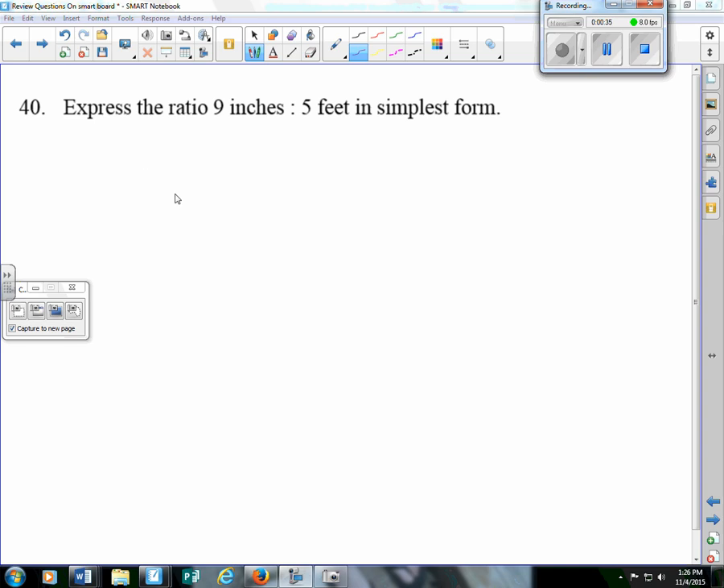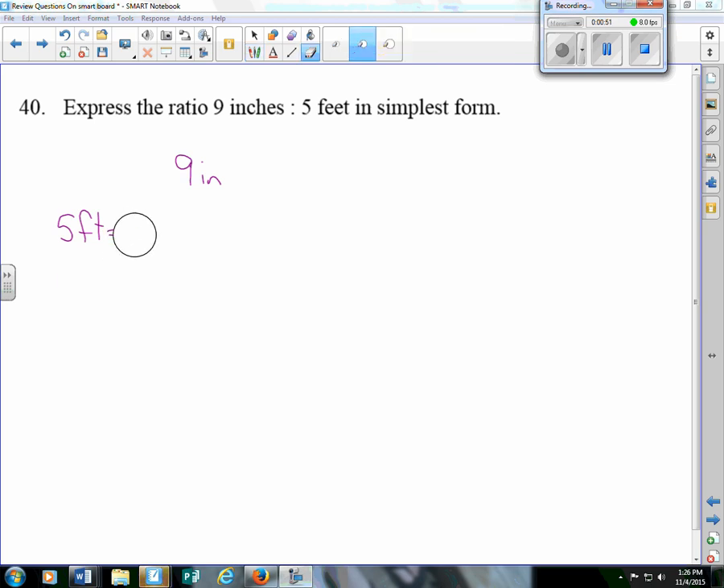Express the ratio 9 inches and 5 feet in simplest form. We need to change feet to inches. So we have 9 inches, which is fine, but then 5 feet is going to be 5 foot times 12, which gives you 60 inches. So it would be 9 to 60. And then we would use 3 as our greatest common factor, so we get 3/20.